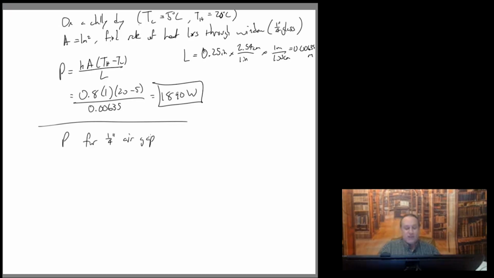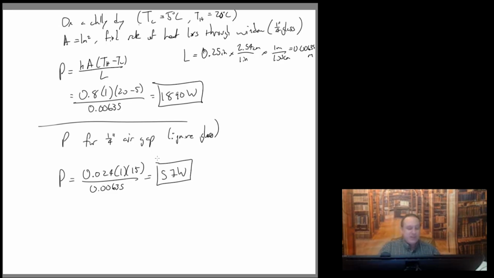For a 1/4 inch air gap, I'm going to ignore the glass entirely. Next time when we come back, I'll show you how to generalize this for multiple layers. But for today, just to make a point, if we ignore the glass and just count the effect of the air, we use the same formula, but our thermal conductivity is 0.024. 57 watts is the power loss through that, just because of that air.